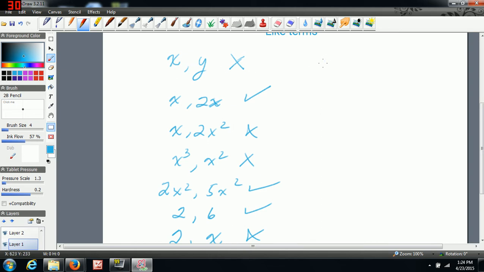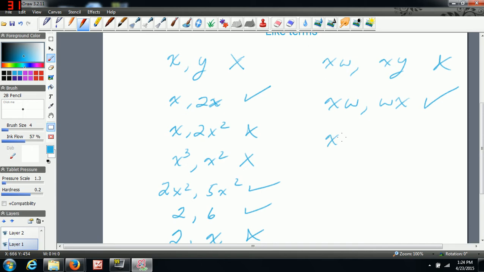If we had something like xw and xy, those are not considered like terms because this one has x and w and this one has x and y. Now if we had xw and wx, those are considered like terms. Even though they're written in a different order, they're still like terms to one another. So the order of the multiplication doesn't actually matter. Okay, so these are like terms.